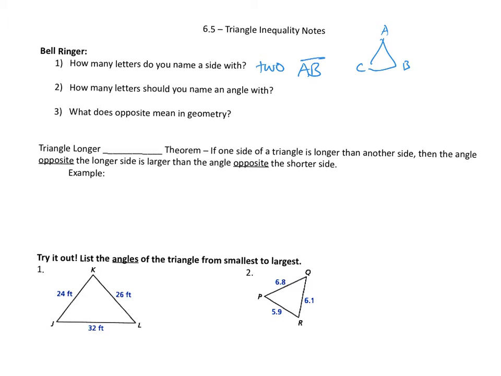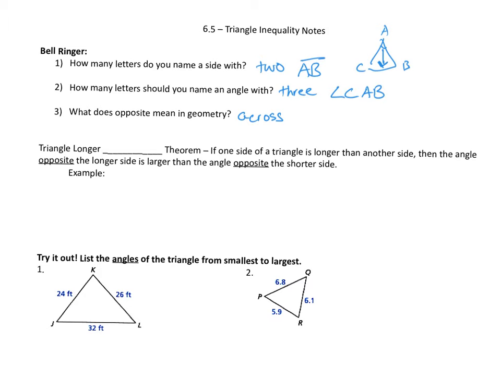How many letters should you name an angle with? Sometimes you can get away with one, but most of the time, every time, you can always use three. So angle A can also be called angle CAB. What does opposite mean? Opposite is just across from. So angle A is opposite line segment CB. It is across from, on the opposite side.